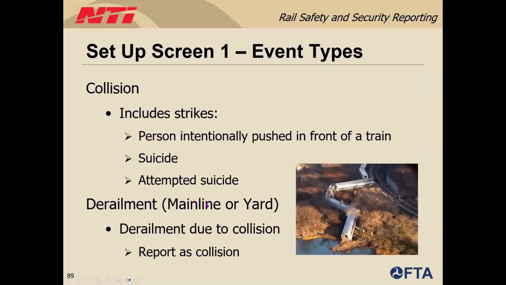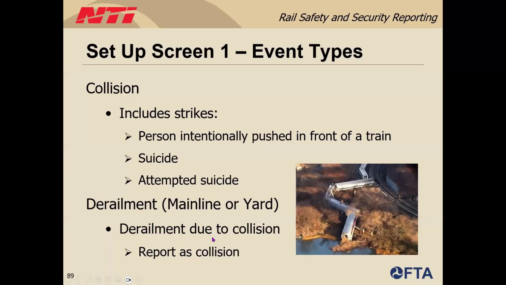So let's talk about those event types that we briefly saw there. The first one in the list, and most common, is a collision. This includes a person that is intentionally pushed in front of a train and is struck. Excuse me, because that's an assault by way of collision. They were pushed in front of the train and struck. Also, similar suicides or attempted suicides would also be reported on the collision form, not on the security event form.